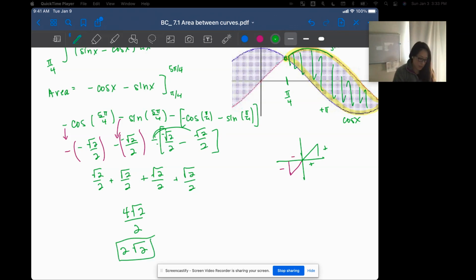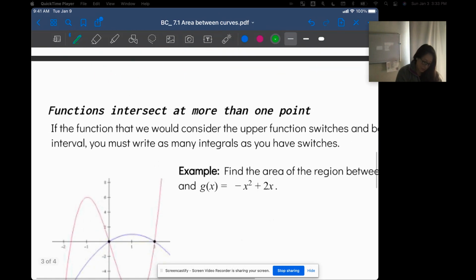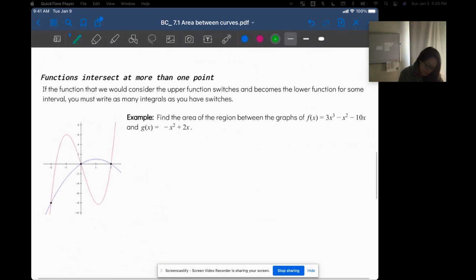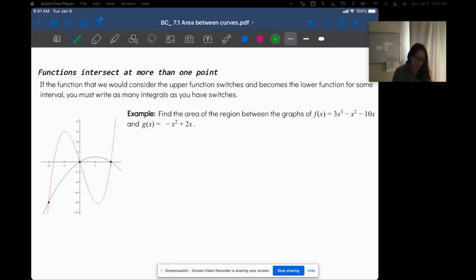All right, a couple more examples, and these are a little different. Same idea, but a little different, okay? So what happens when the top curve changes? If you notice, to start, the red curve is the top curve, and then when x is equal to 0, it becomes the bottom curve. So when this happens, you have to set up two integrals.